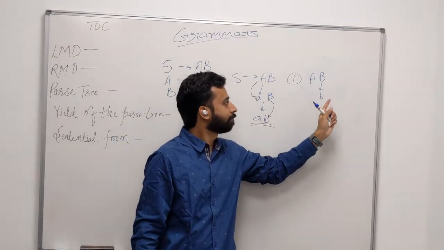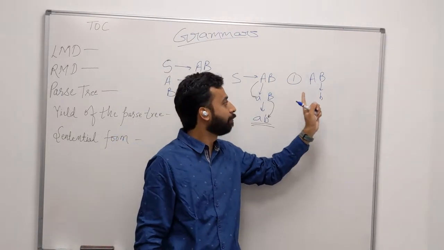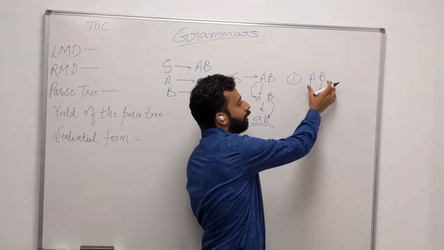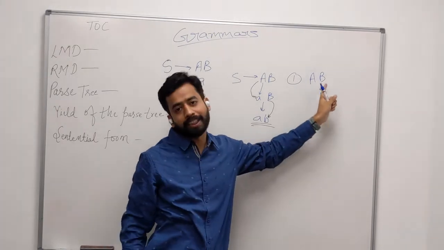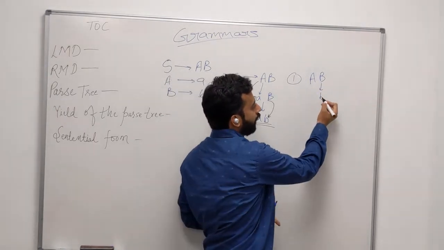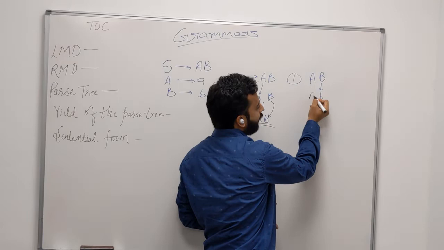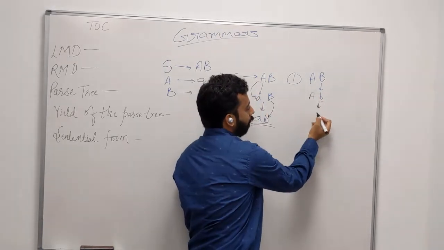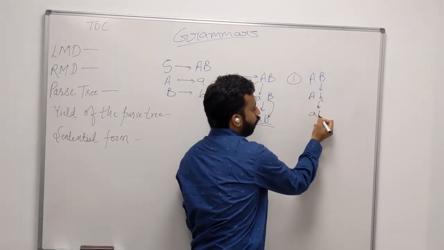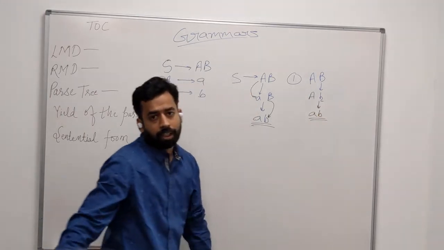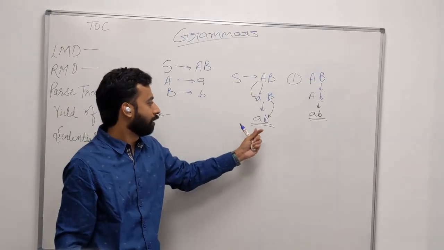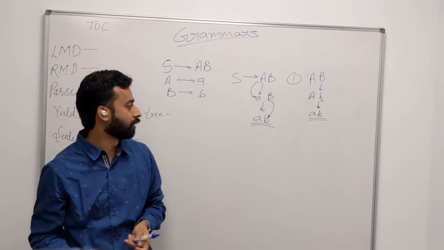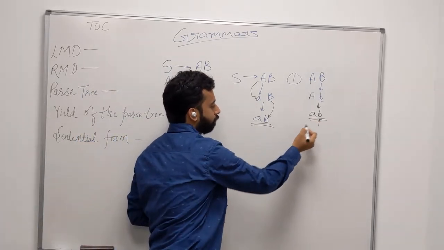And what is this? This is the rightmost derivation. Here I am deriving the rightmost non-terminal first. What is my rightmost non-terminal? Capital B is my rightmost non-terminal, so I derive from it first. Now my A stays as it is, and in the next step I replace the remaining non-terminal with small a. So this is my other string. Of course, whether you use leftmost derivation or rightmost derivation, the string will be the same.